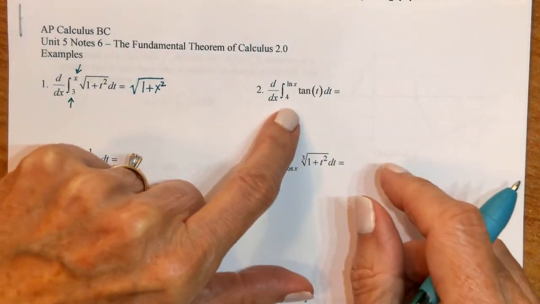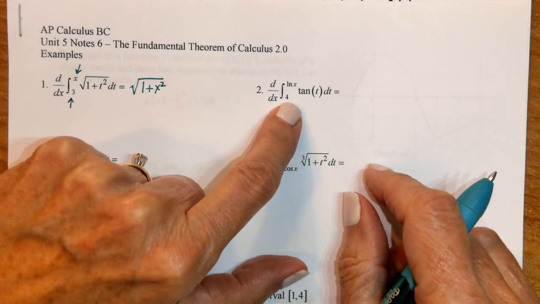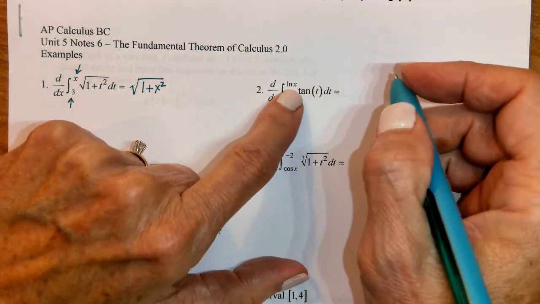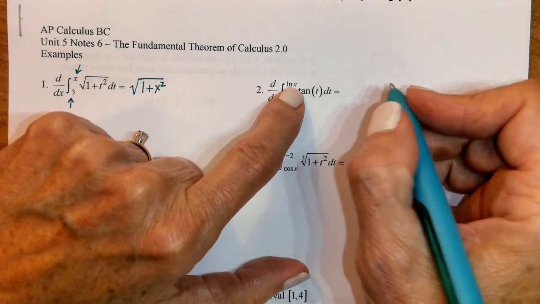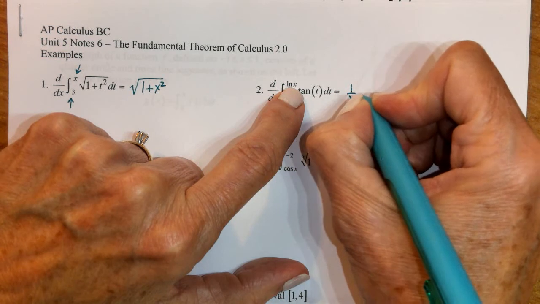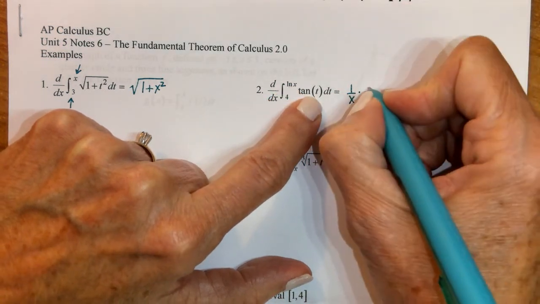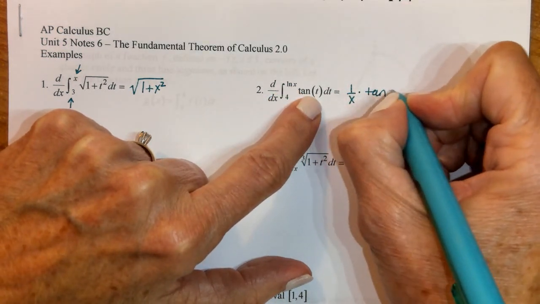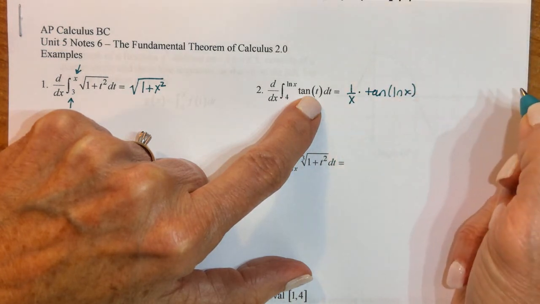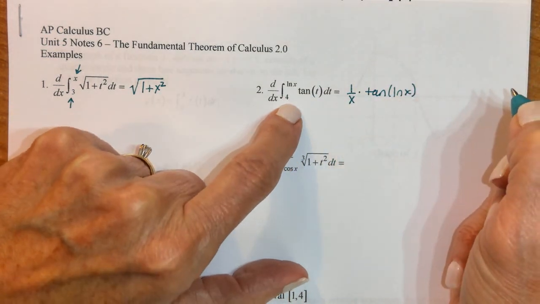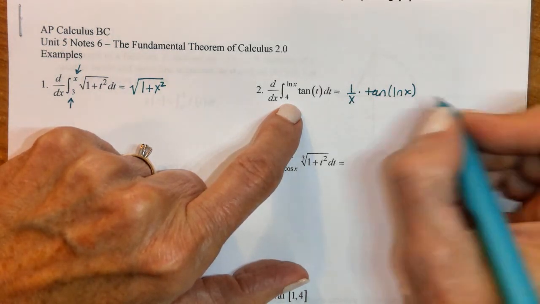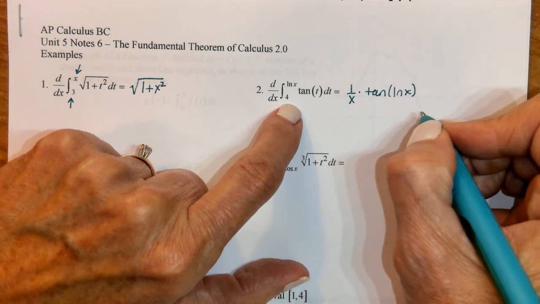Okay, number 2. Derivative of an integral is when we can do this. Start at the top boundary, take the derivative. Derivative of natural log x is 1 over x. And now replace t with natural log x. The bottom boundary is a 4, the derivative of 4 is 0, so this last piece will just be 0. So that's our answer.